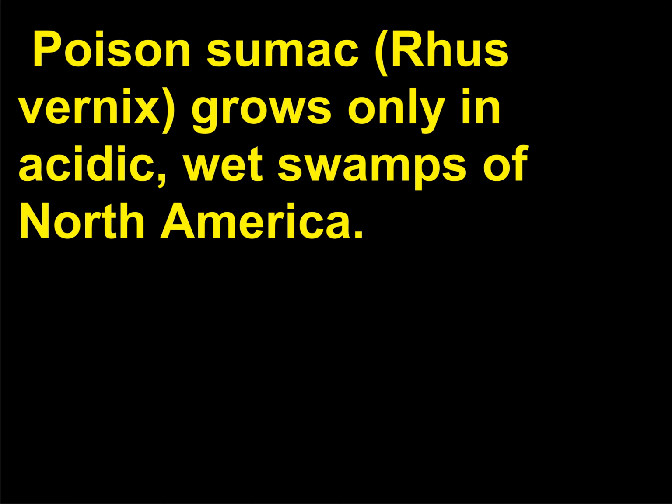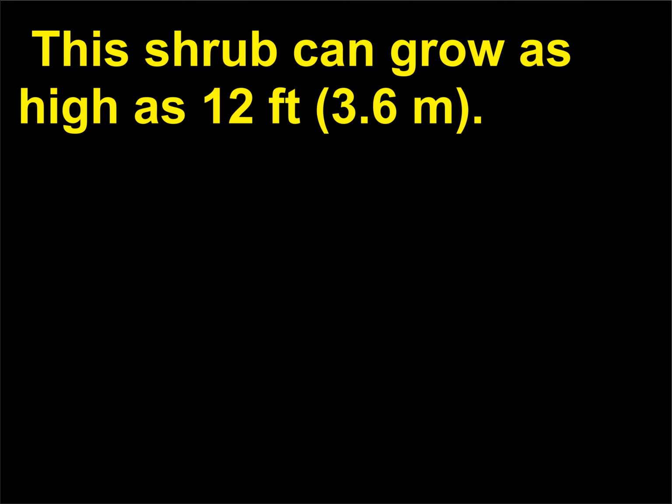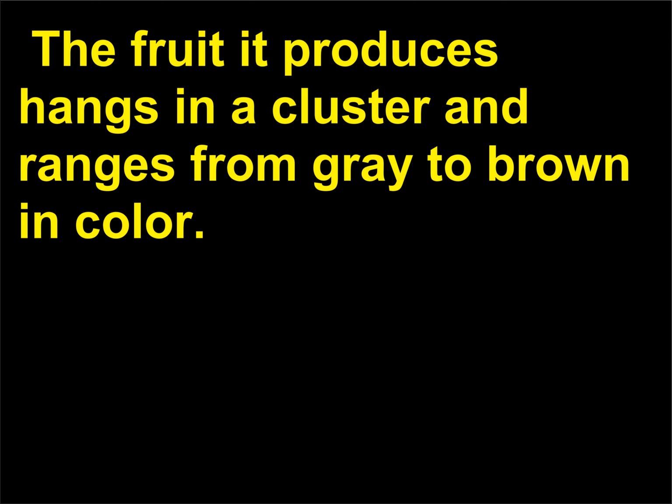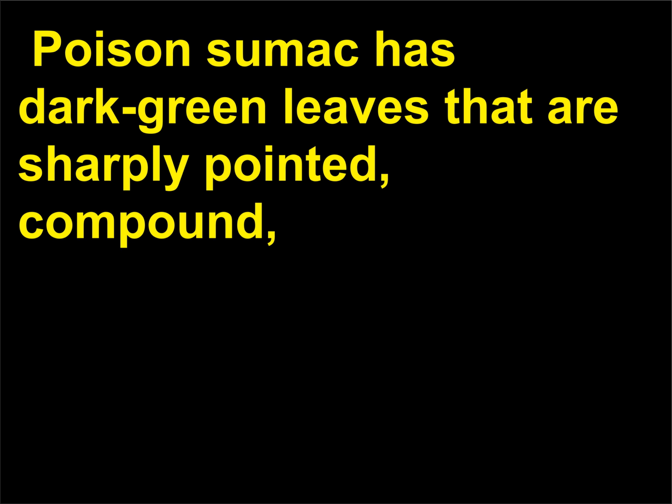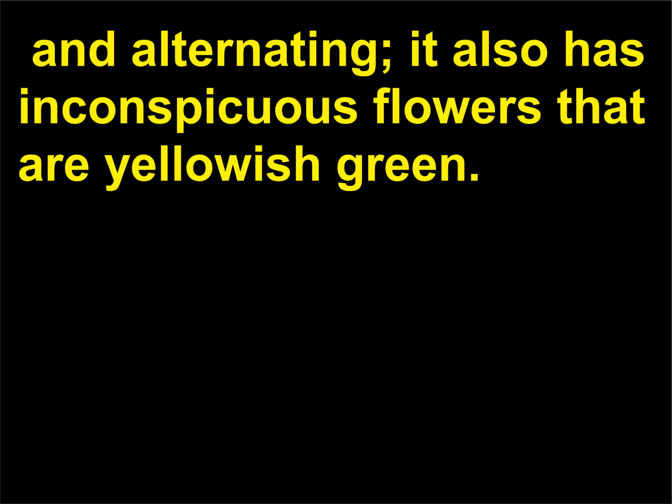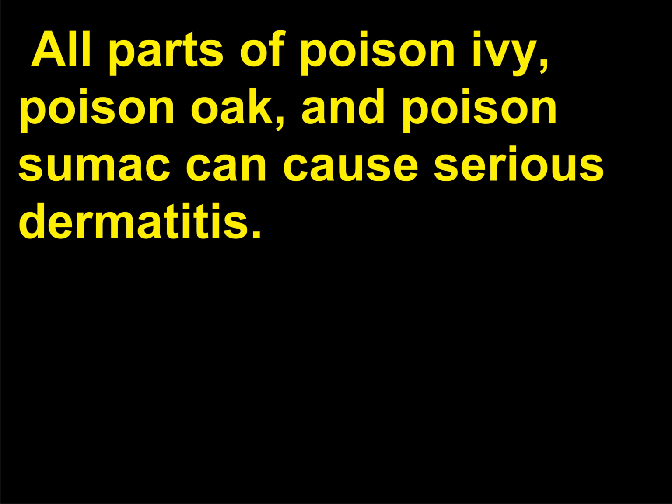Poison sumac, Rhus vernix, grows only in acidic, wet swamps of North America. This shrub can grow as high as 12 feet (3.6 meters). The fruit it produces hangs in a cluster and ranges from gray to brown in color. Poison sumac has dark green leaves that are sharply pointed, compound, and alternating. It also has inconspicuous flowers that are yellowish-green. All parts of poison ivy, poison oak, and poison sumac can cause serious dermatitis.